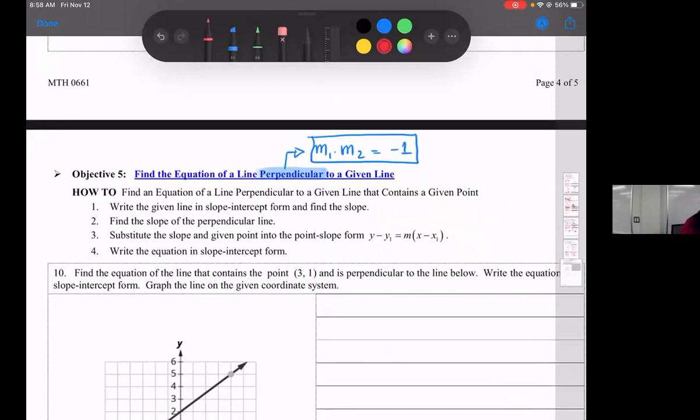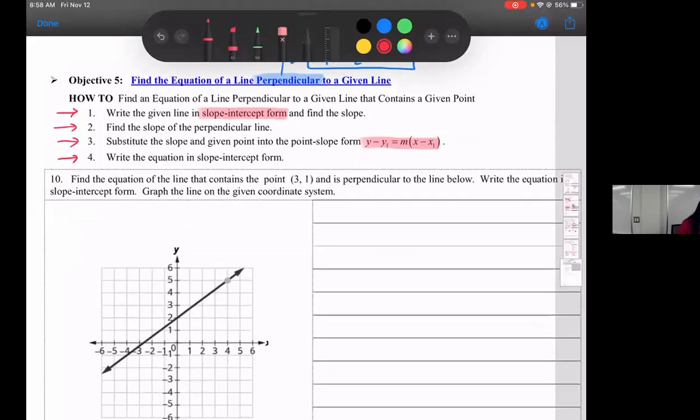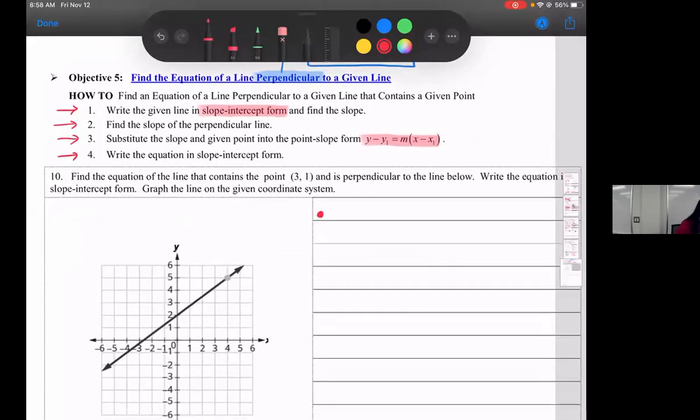So the steps: first, you write the given equation into slope-intercept form. Same thing, right? And then find the slope. If it's perpendicular, you have to make it the opposite and flip that slope, and then substitute into the point-slope form, and then simplify. That's pretty much similar to what we just did, just a little bit more extra work.